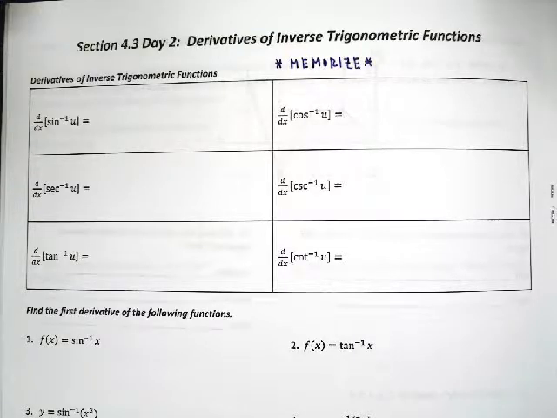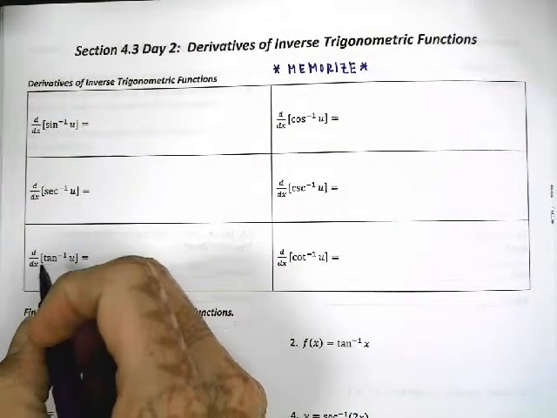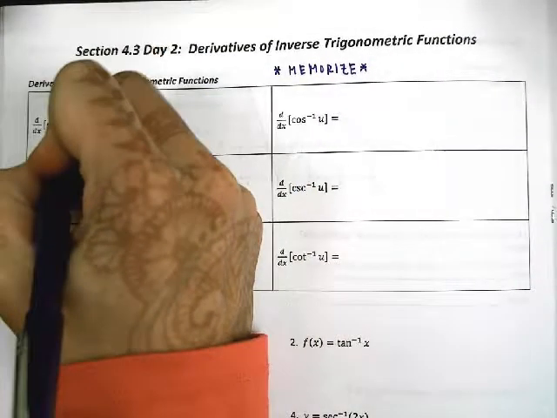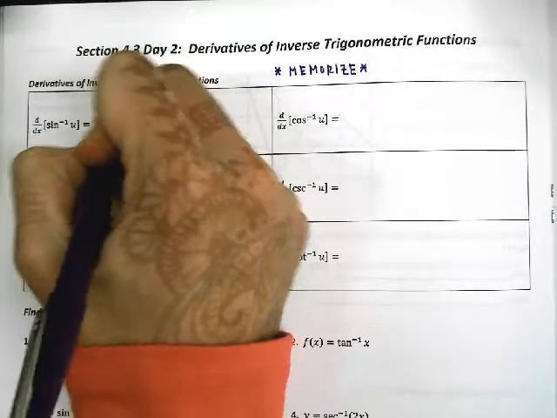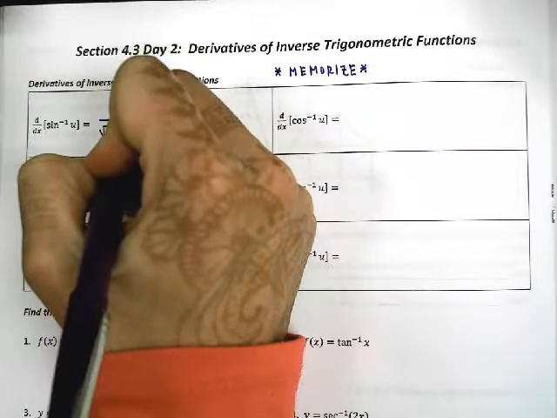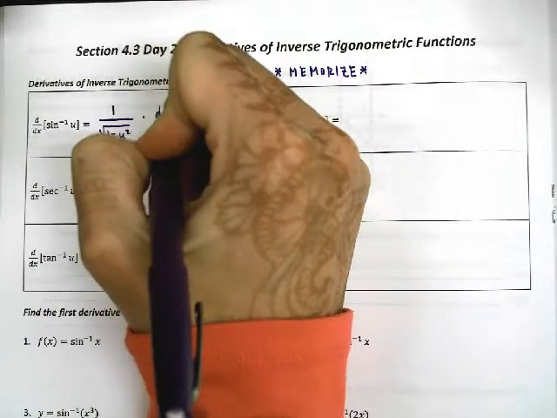So the first thing we're going to do is go down and list all the derivatives of these functions. So the first function we have is our inverse sine here. Okay, and so the derivative of inverse sine, if I have inverse sine of u, is going to be 1 over the square root of 1 minus u squared times du dx.